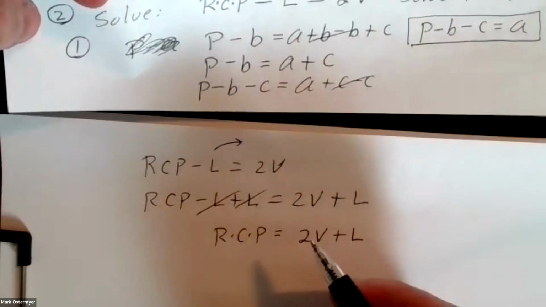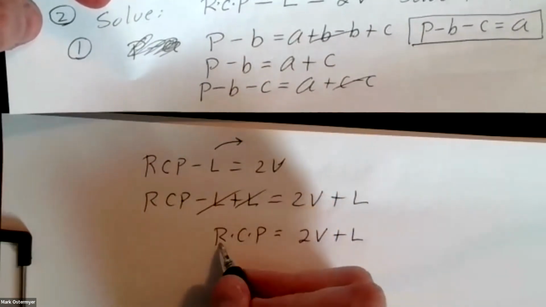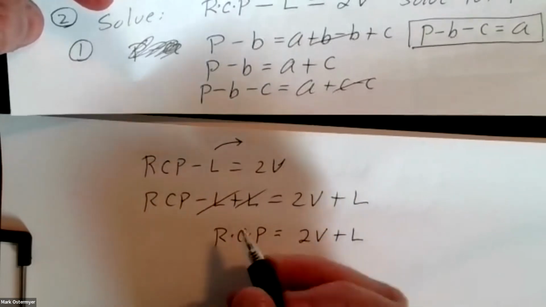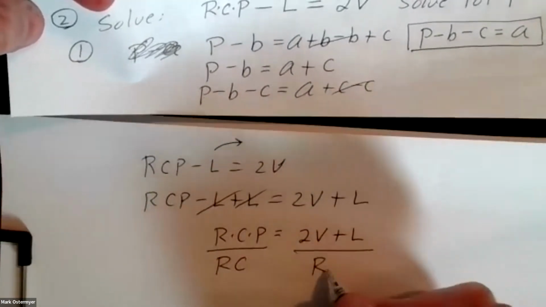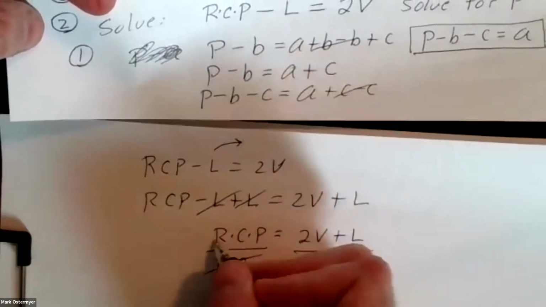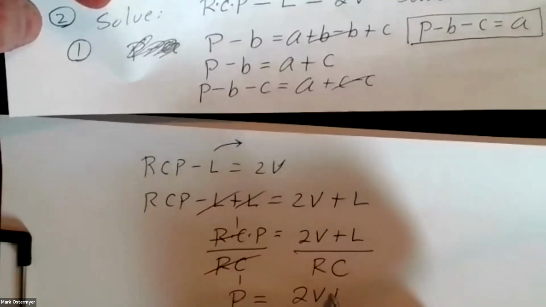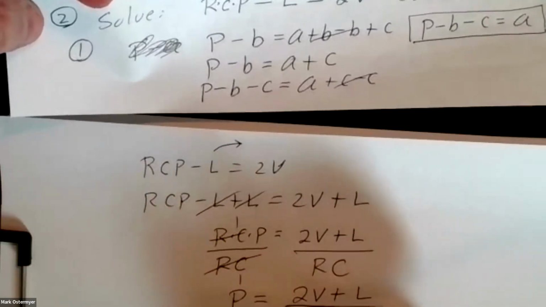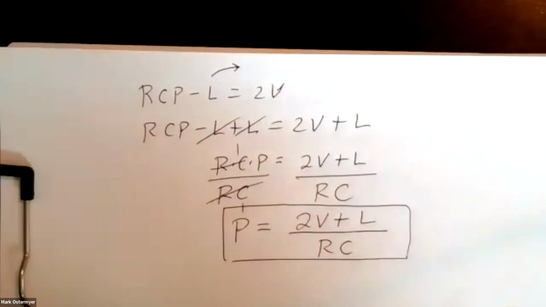To solve for P now, we're going to have to get P all by itself. And since R and C are being multiplied by P, we divide both sides by R and C. The R and C drop out to 1 on the left side, leaving P all by itself, and we're done. So we have solved this formula for what? The variable P. Anybody get that thing solved correctly for P?